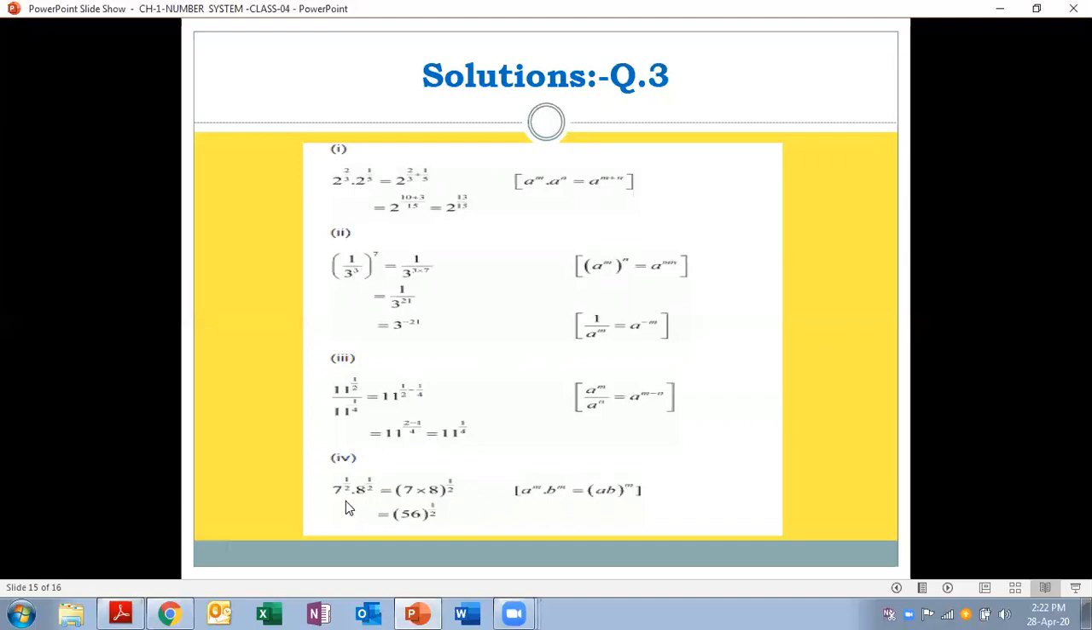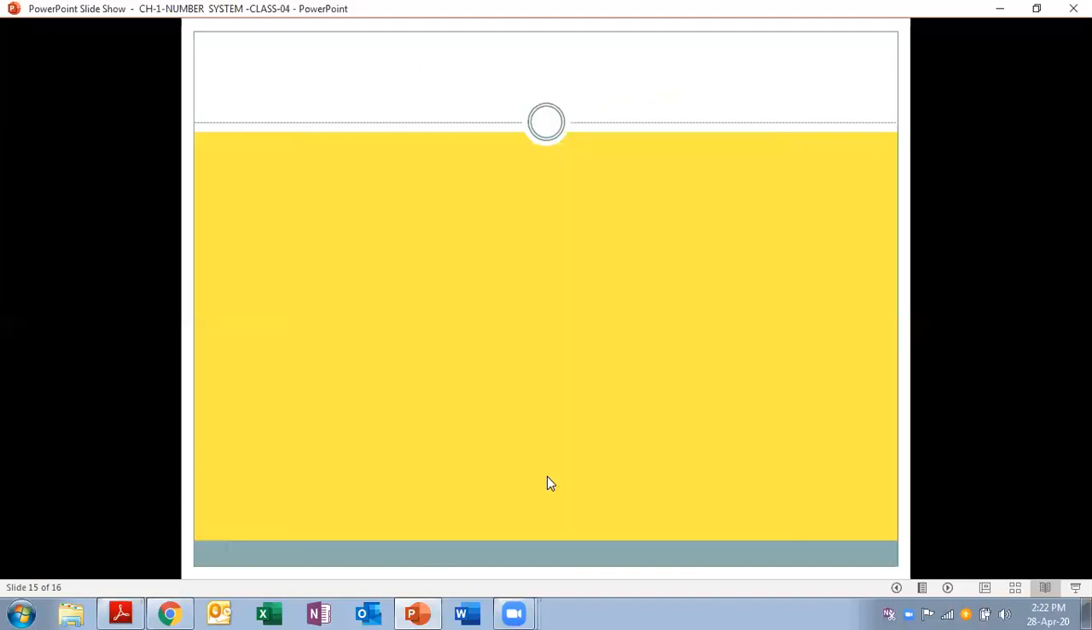And in the fourth part, again we have different bases, but the powers are the same. So we have used the concerned identity here, and we have multiplied the bases, that is 7 times 8 is 56, raised to the power 1 by 2. So I hope you understood the solution of question 3.